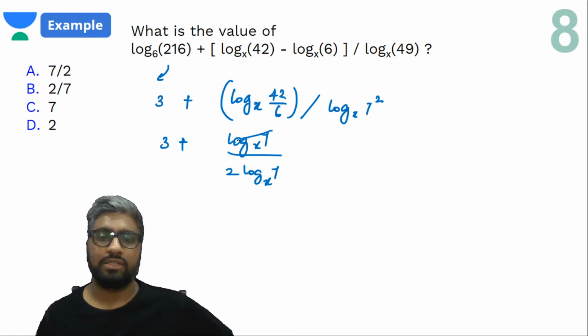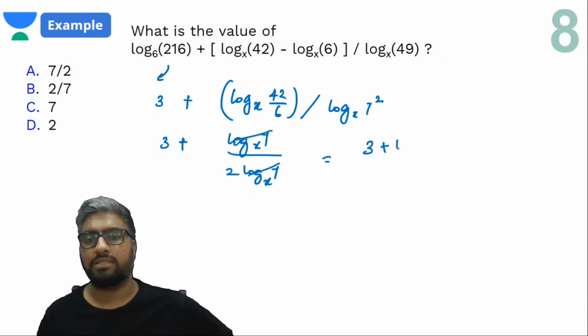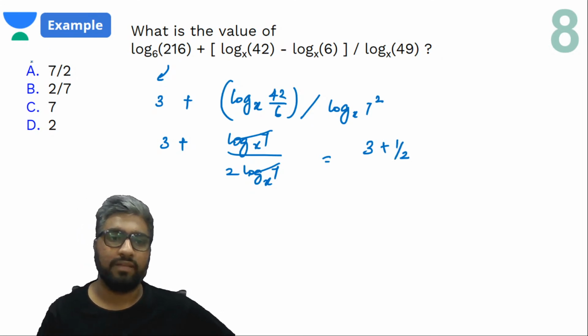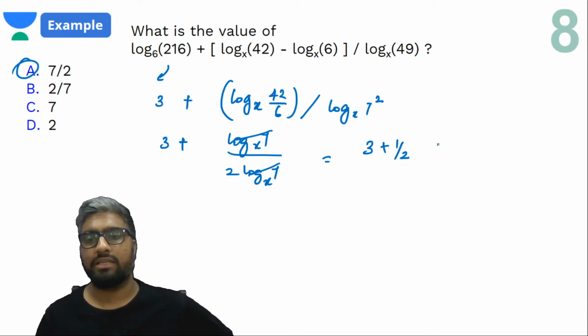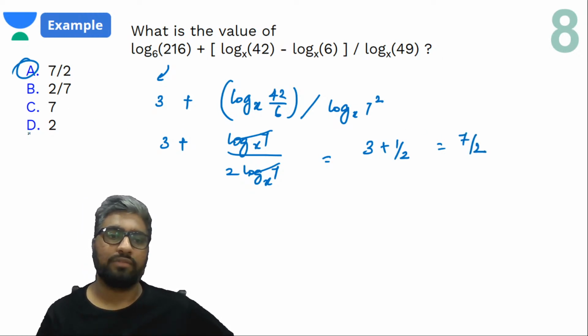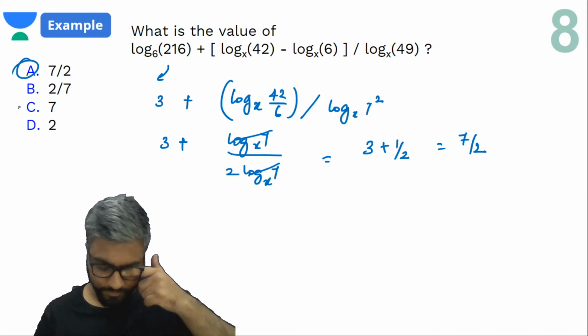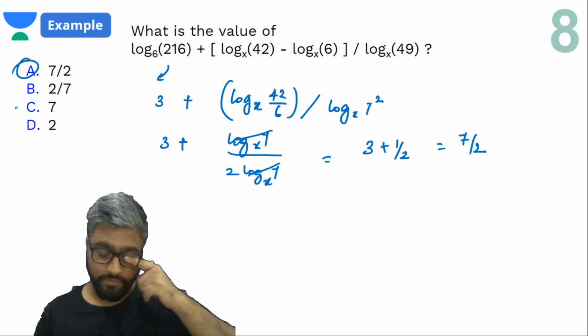So these two terms are gone. That means my answer is what? 3 plus 1 by 2, that is 3.5, which is what? A. वरना LCM ले लीजिए, 6 plus 1 7, 7 by 2. So all of these are incorrect. Clear? Very good guys, very good, very nice.